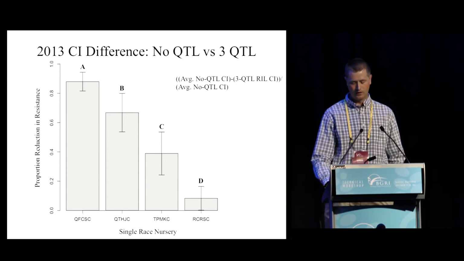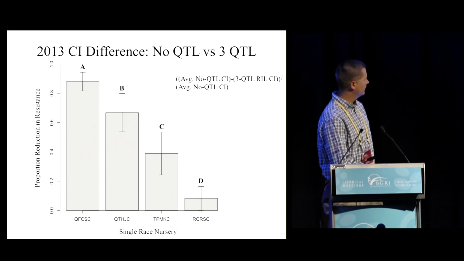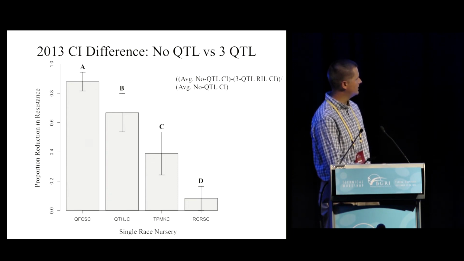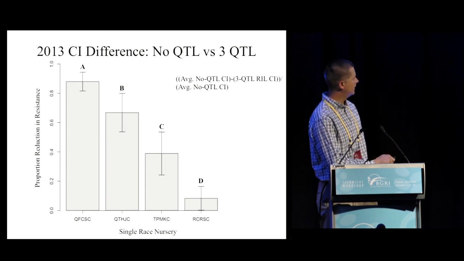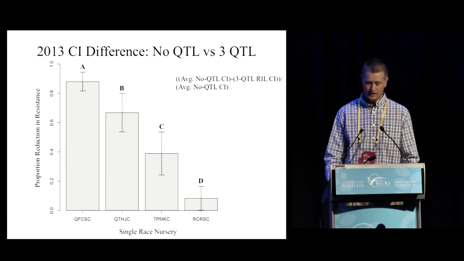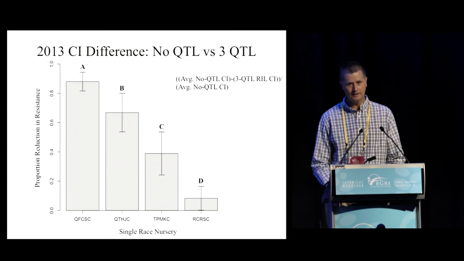You can see for the SR12 avirulent race that the reduction was quite high, over 80% reduction. But for the virulent races, the percent of reduction was quite variable, where QTHJC had a high reduction, whereas RCRSC had a very low reduction. So you could say, well, maybe that's just a function of where those fields were that year. And so it's important to look at multiple years.